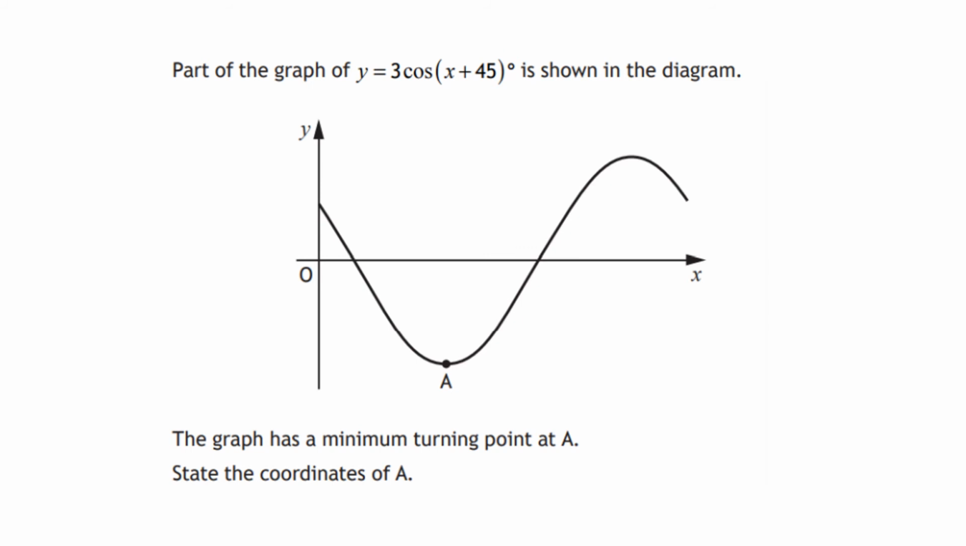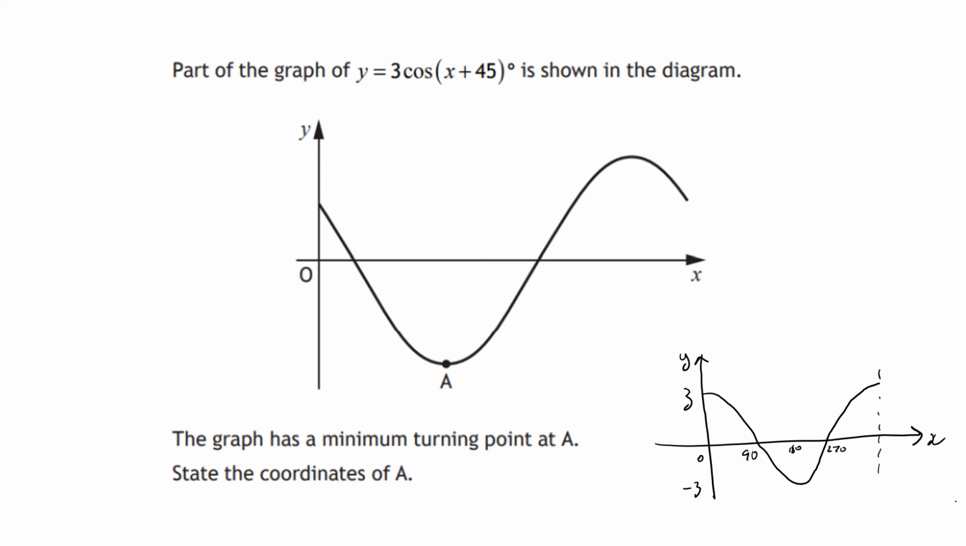So what I'm going to do is ignore this part, and at the side I'm just going to do a wee sketch of 3 cos x. I'll do it down here. Three cos x looks something like this here. 0, 90, 180, 270, and that point there is 360. So we can see that we've got some movement inside the bracket here, some movement left and right. If we have a look inside the bracket, it's plus 45. So we would expect to move 45 to the right, but we're actually going to move 45 degrees to the left.